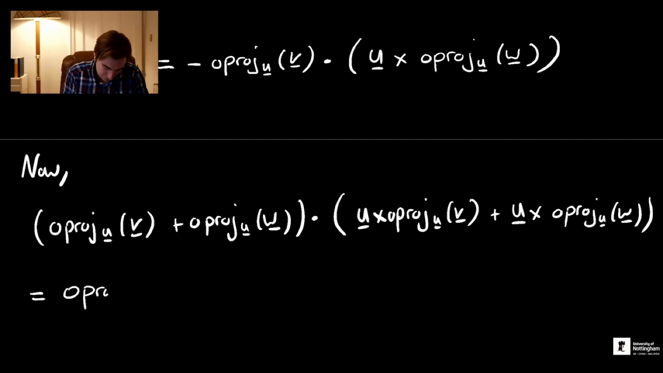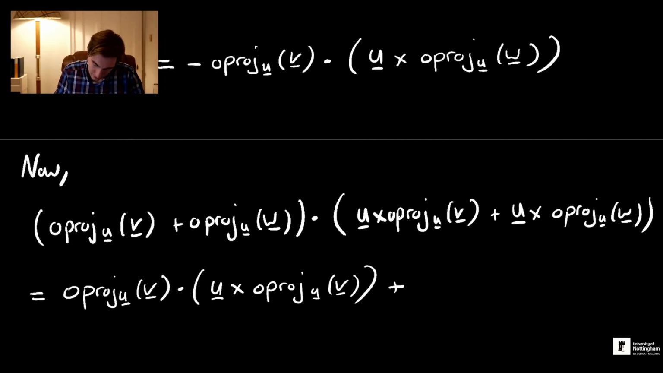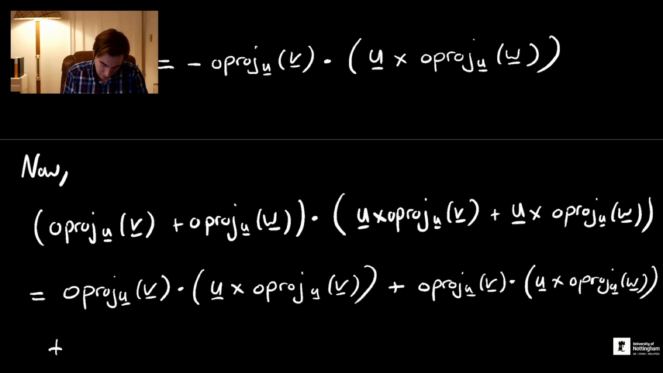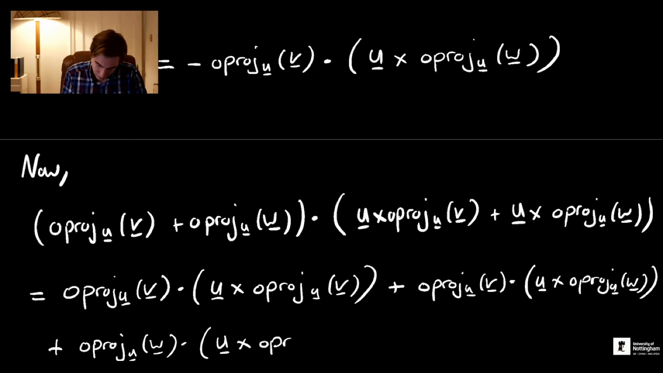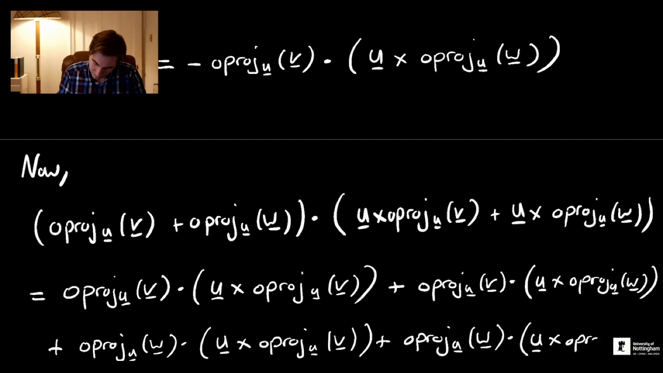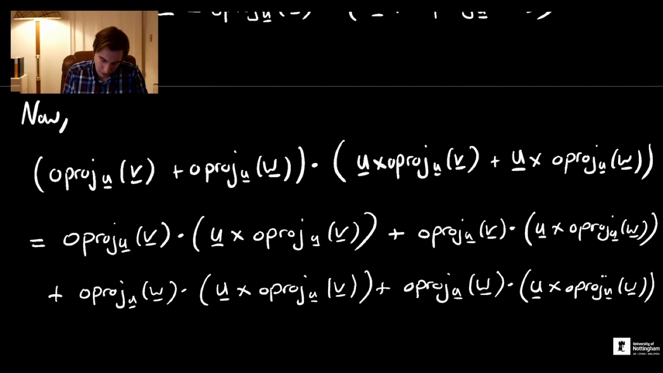So this gives us the orthogonal projection of V onto U dotted with U crossed with the orthogonal projection of V onto U, plus the orthogonal projection of V onto U dotted with U cross the orthogonal projection of W onto U, plus the orthogonal projection of W onto U dotted with U cross the orthogonal projection of V onto U, plus the orthogonal projection of W onto U dotted with U crossed with the orthogonal projection of W onto U.